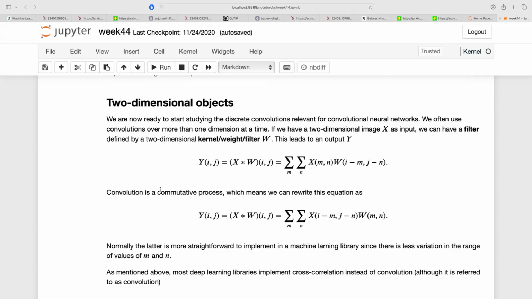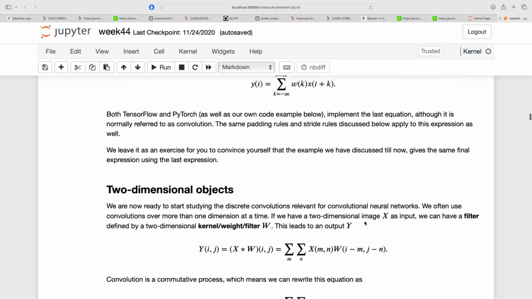So when we have a two-dimensional object, again, we would write this. This could be the input x, and this would be the filter, the weight. And then we would typically write this in terms of a summation over m and n. But since convolution is a commutative process, you can rewrite it in terms of i minus n for x. And normally this is better to do because the dimensionalities of w are normally smaller than the dimensionality of x.